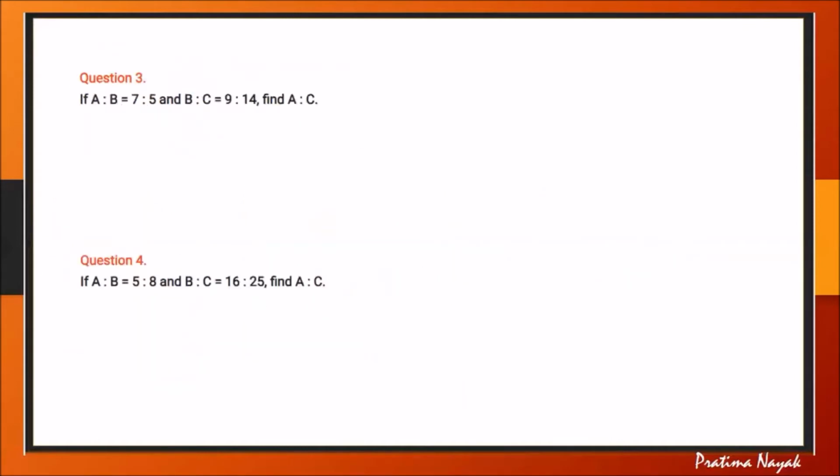Question number 3. They are similar questions, so I have written 2 questions. Once you learn, you can do it yourself. You can pause the video and write the answer yourself. A is to B is given 7 is to 5, B is to C is 9 is to 14. What is A is to C? So A by B is equal to 7 by 5, and B ratio C is equal to 9 ratio 14. Then what is A ratio C?